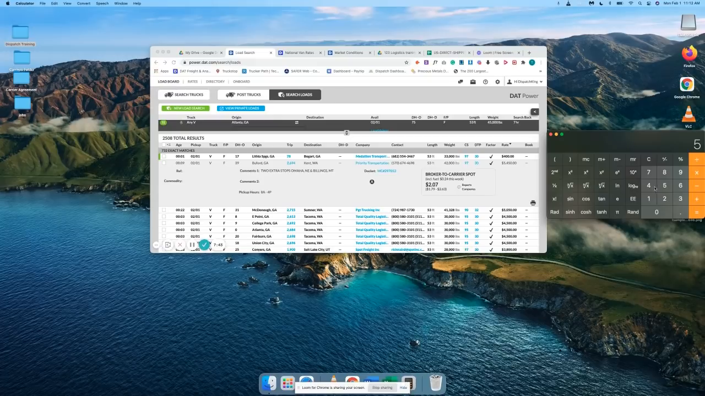You're going to divide the rate, 5,450, divided by 2,694. Okay, so that's going to get you about $2.02 a mile. This is how you're going to figure out your rate.